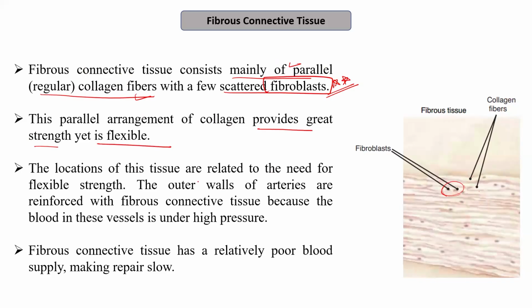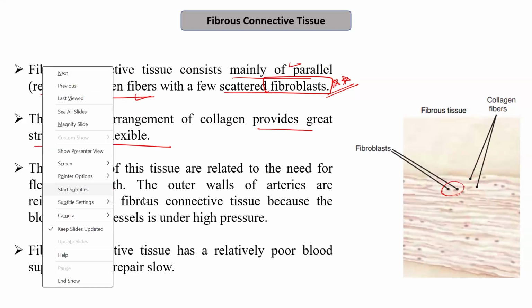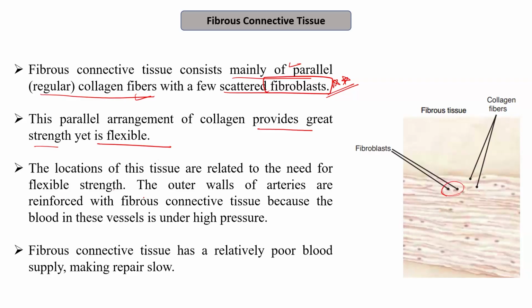The locations are related to the need for flexible strength, wherever we require flexibility as well as strength. The parallel arrangement of collagen provides both to the tissue structure. So it is usually present in structures that require both. For example, the outer walls of the arteries are reinforced with fibrous connective tissue, because what is the function of arteries? The function of arteries is to supply blood to the organs.